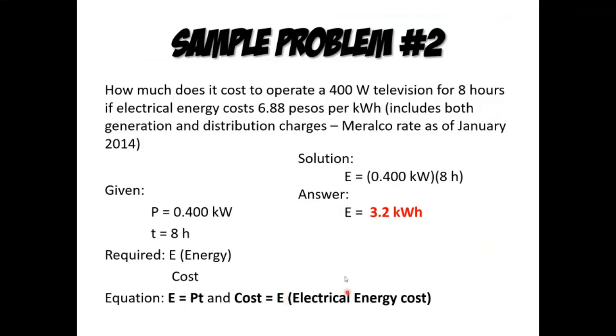Now we are looking for the cost. The cost is 3.2 kilowatt hours multiplied by 6.88 pesos. We cancel out the kWh, the kilowatt hour. Since we are looking for the cost, we multiply 3.2 by 6.88. So, the right answer is 22.02 pesos that we will spend.